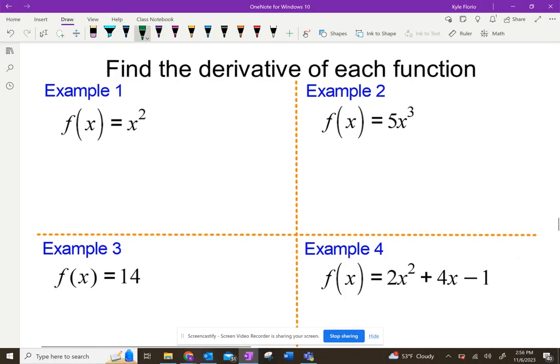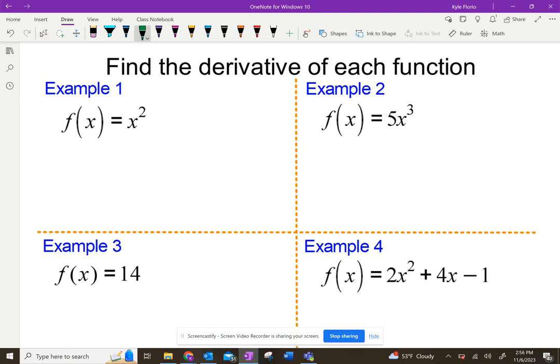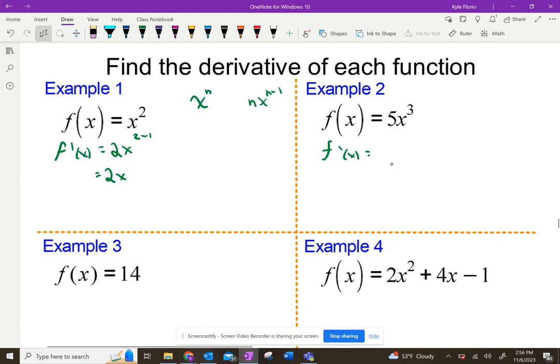All right. So there's my function. The derivative of that function, again, if I have the function x to the n, then the derivative is going to be n times x to the n minus 1. So if n is 2, it's going to be 2x to the 2 minus 1, which is just 2x. Here, if I want the derivative, it's going to be, let's see, I have 5x to the third. So it's going to be 3 times 5x to the 3 minus 1, which is 2, which just becomes 15x squared.